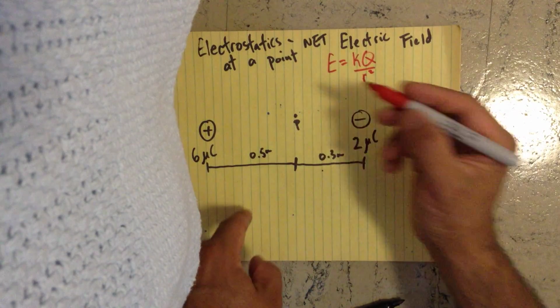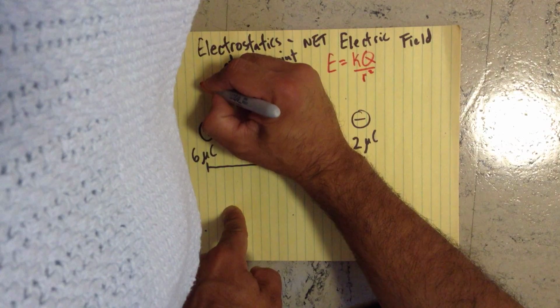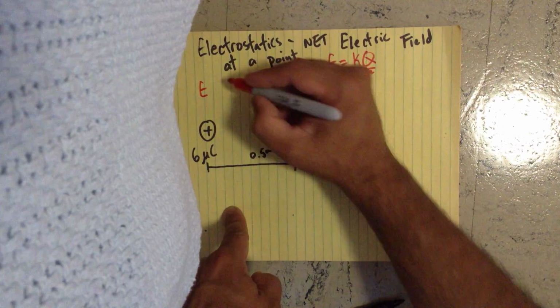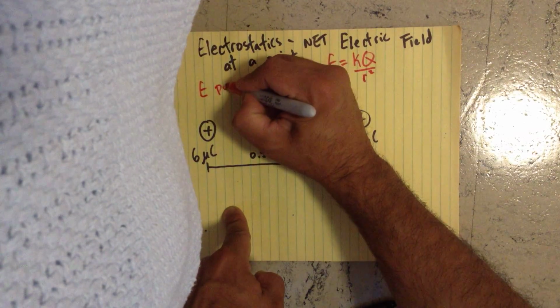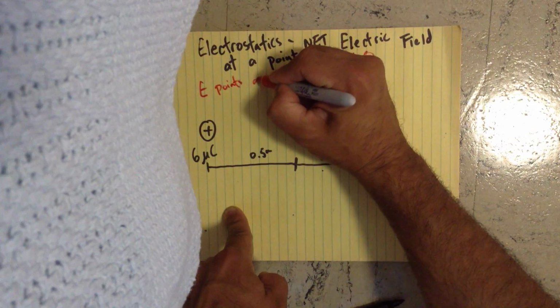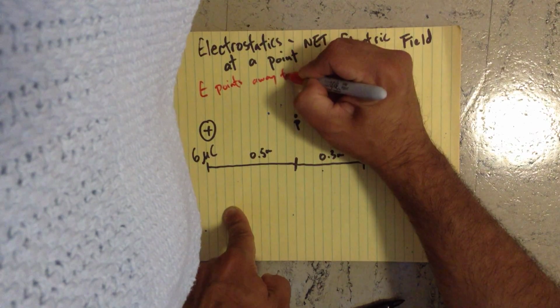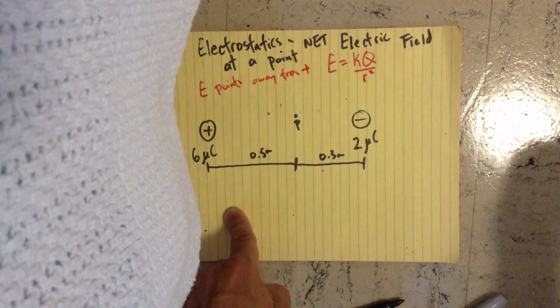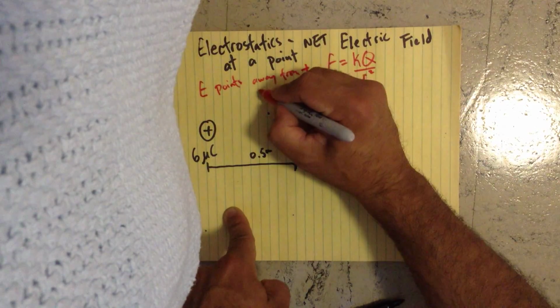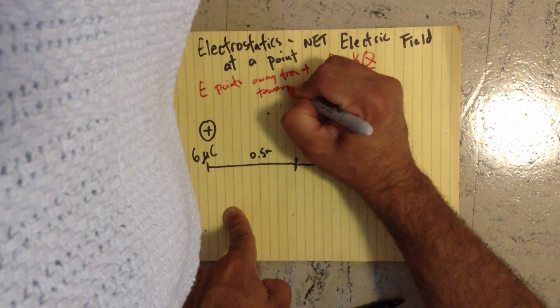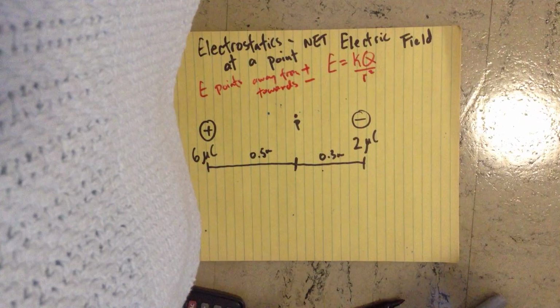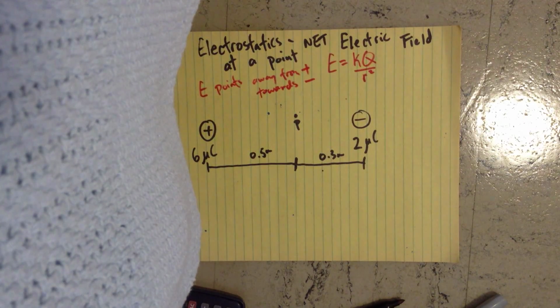So in this case, the rules for electric field are that electric field points away from positive, and it always points towards negative, because electric field is referencing what happens to a positive charge if you put it at that location.